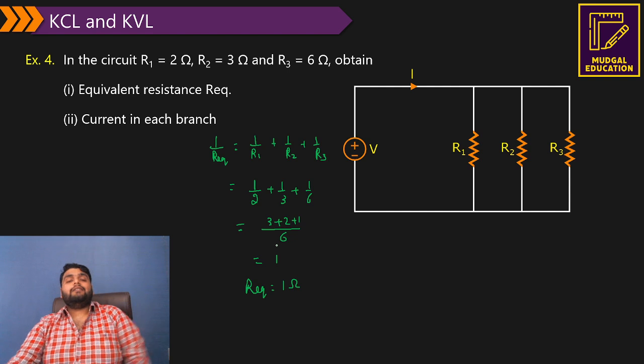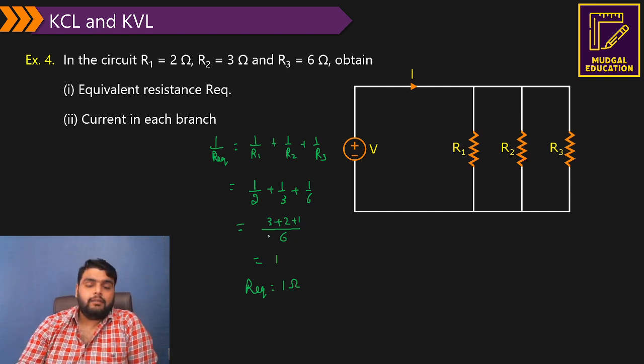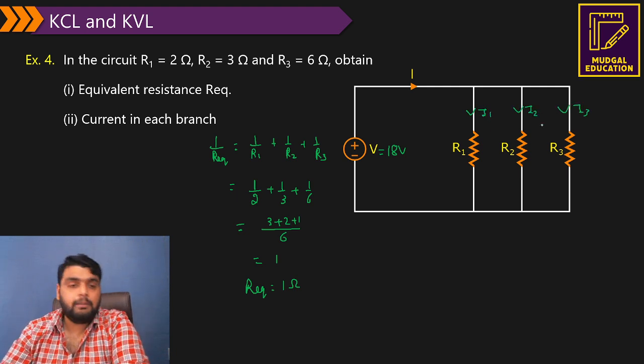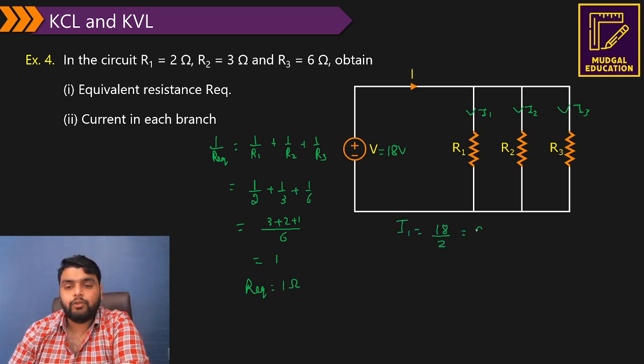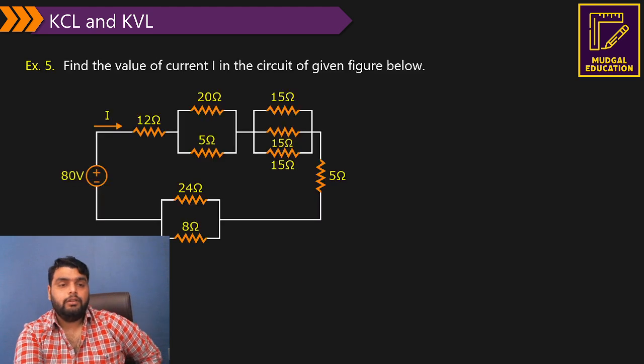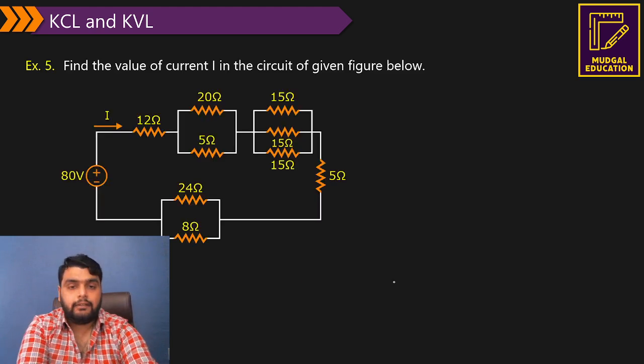Simple. Now they are asking for the current in each branch. So I guess the voltage is not given. There is a misprint here. I will say the voltage here is 18 volt. If the voltage here is 18 volt, I can find out the current in each branch. Why? Because all the branches are parallel to a voltage source. So simple, I1 is 18 divided by R1, so it is 9 ampere. I2 is 18 divided by R2, so it is 6 ampere. I3 is 18 divided by R3, it is 3 ampere. Simple, right?